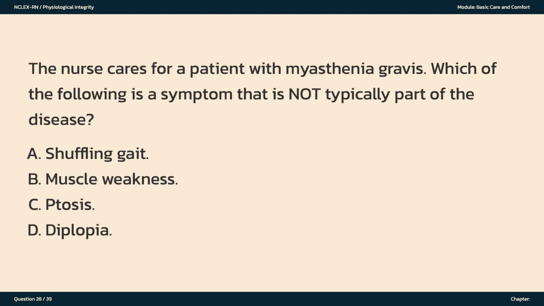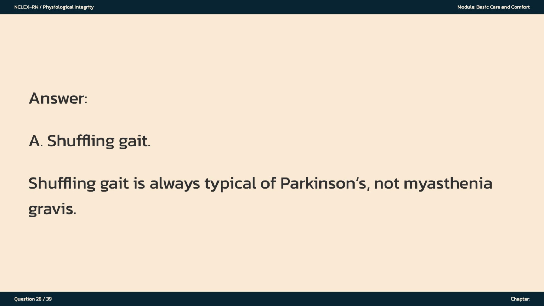The nurse cares for a patient with myasthenia gravis. Which of the following is a symptom that is not typically part of the disease? A. Shuffling gait. B. Muscle weakness. C. Ptosis. D. Diplopia. The answer is A. Shuffling gait. Shuffling gait is always typical of Parkinson's, not myasthenia gravis.